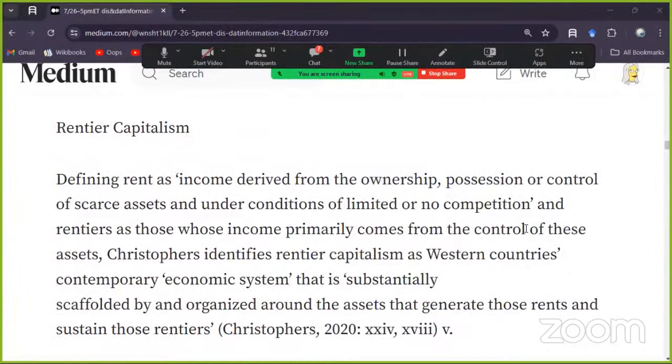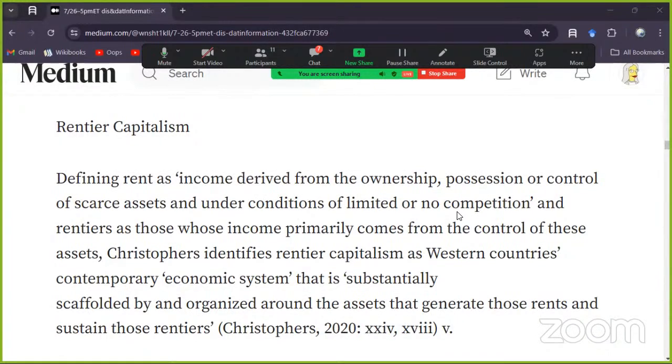So defining rent as income derived from the ownership, possession, or control of scarce assets and under condition of limited or no competition, and rentiers as those whose income primarily comes from the control of those assets. Christophers identifies rentier capitalism as Western countries' contemporary economic system that is substantially scaffolded by and organized around the assets that generate those rents and sustain those rentiers. So there are some qualifiers, of course.